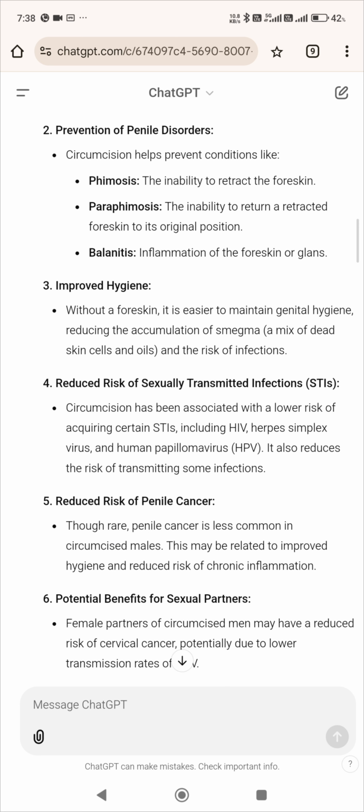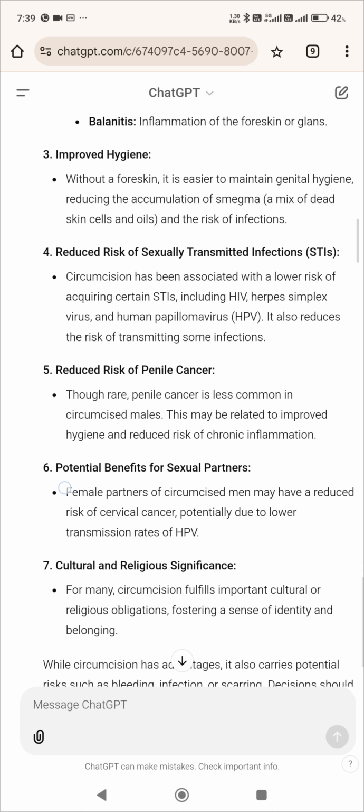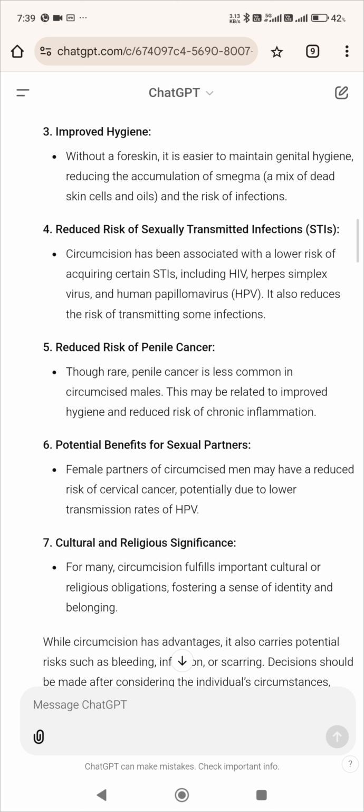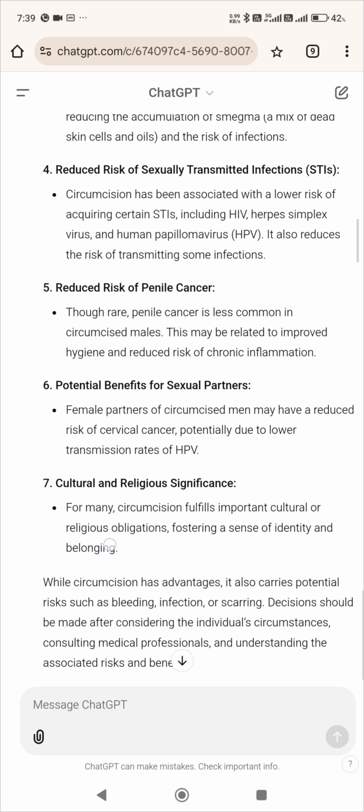2. Prevention of penile disorders. Circumcision helps prevent conditions like phimosis, the inability to retract the foreskin, paraphimosis, the inability to return a retracted foreskin to its original position, and balanitis, inflammation of the foreskin or glans. 3. Improved hygiene. Without a foreskin, it is easier to maintain genital hygiene, reducing the accumulation of smegma, a mix of dead skin cells and oils, and the risk of infections.